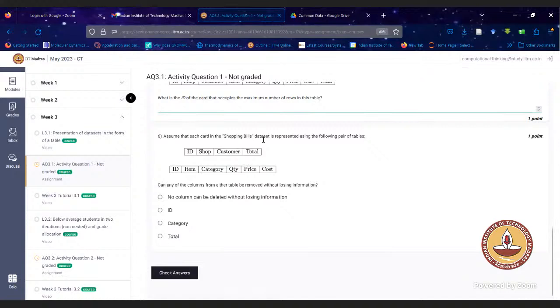In this scenario, if you remove total also, you can reconstitute it by using this column. Okay, fine, I get it. Okay, next question, please.